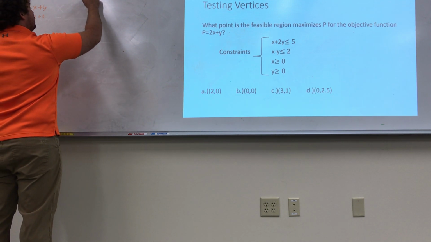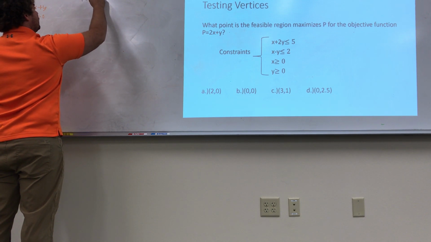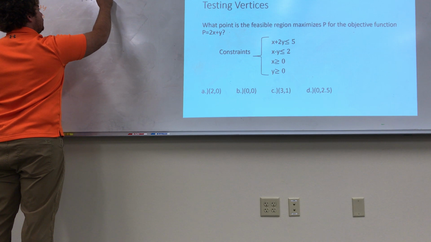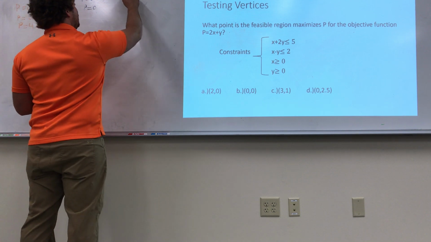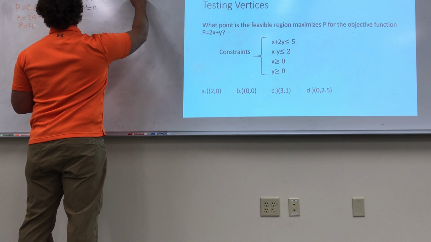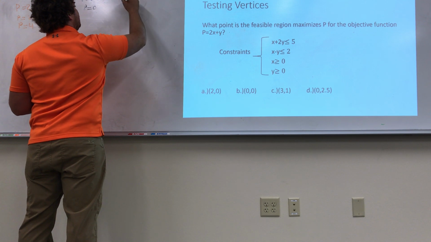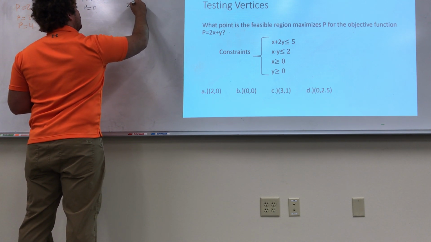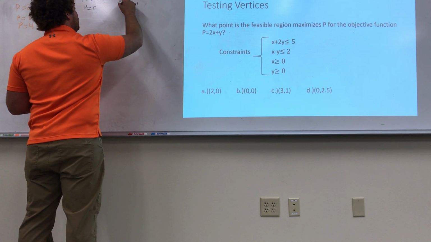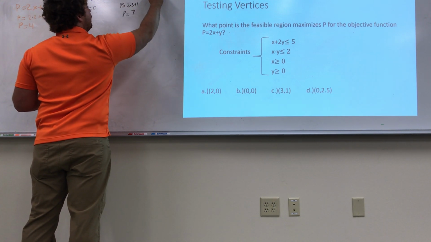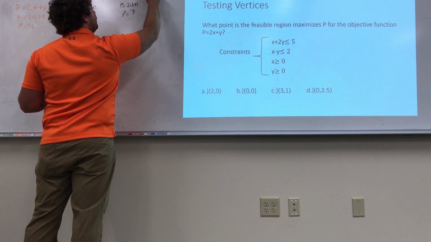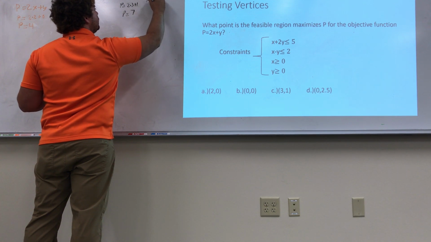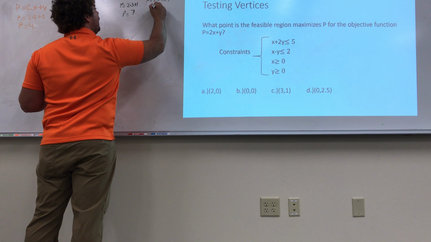Okay, here we're going to put in p equals, sub in my x, I'm going to get 0 times 2 plus 0, so p is going to equal 0. Okay, here I'm going to go p equals 2x plus y. Well, if I sub that in, I get 2 times 3 plus 1 is 7, so p equals 7 here. And then here you have your equation again, sub in, you're going to get p equals 2 times 0 plus 2.5. You're going to get p equals 2.5.